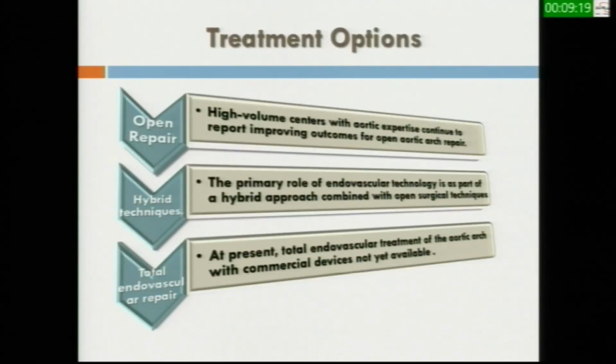In open repair, although it's a major surgery, in high volume centers they continue to report that the results of open aortic arch repair are good. For total endovascular repair, at the present time the commercial devices are not available, and so we have the hybrid techniques, which are the main line of treatment in these cases.